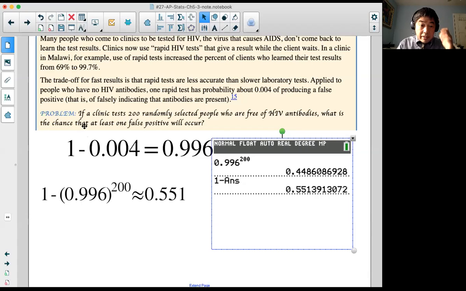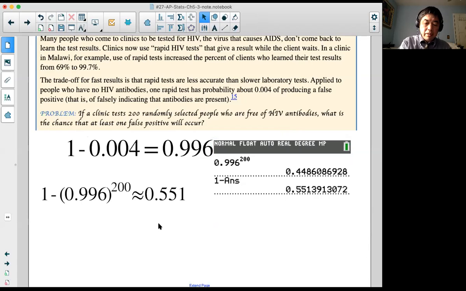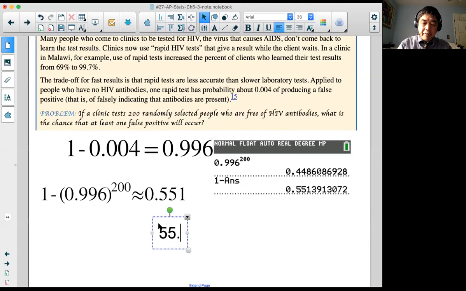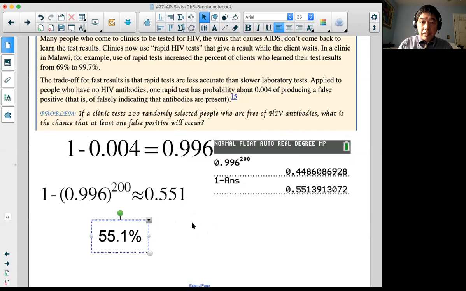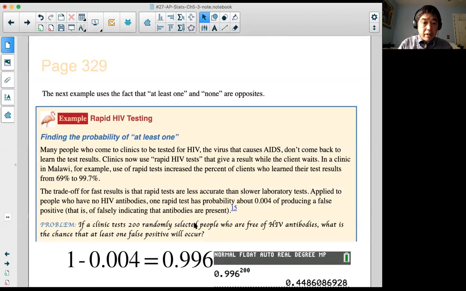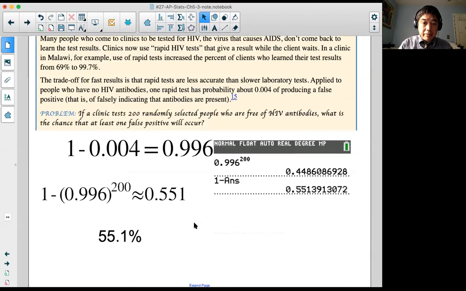So what is the chance that at least one false positive will occur? The chance is 55.1%. Okay, I hope you understand. So this is the example about HIV testing. I will come back to the next question.